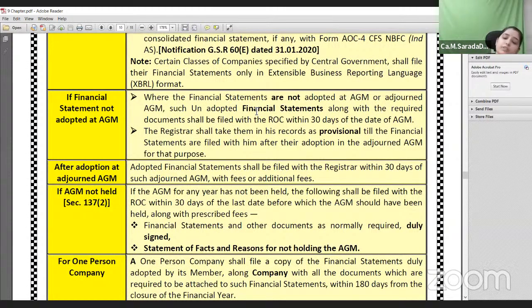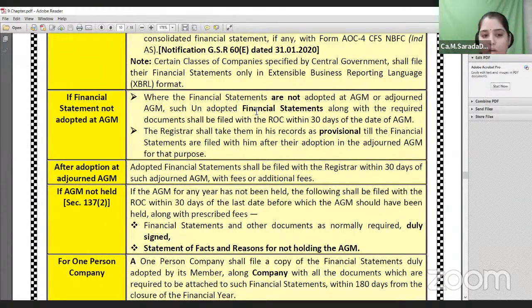Suppose the financial statements are not adopted, not prepared, or not audited on the day of the AGM, then what will happen? Only for the purpose of adoption of these financial statements, the AGM might be adjourned. In such cases, if it is not adopted in the first AGM, the company has to file provisional financial statements with the ROC. Then once the audit is completed and the statements are laid in the adjourned AGM, within 30 days after the AGM, the final adopted financial statements have to be filed with the ROC.